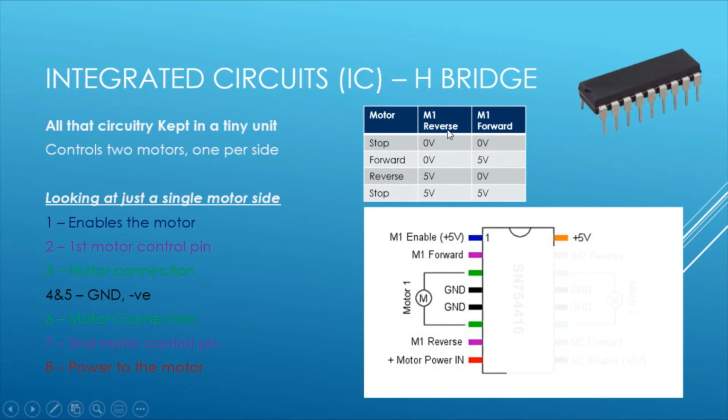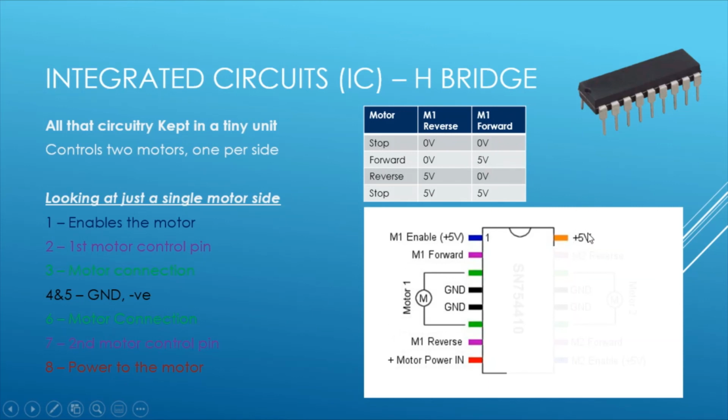So when we look at these M1 forward and M1 reverse here, if we apply 0 volts across both M1 and M1 reverse, it's going to stop. Nothing's going to happen. If we apply 5 volts, so a difference here, and 0 volts across one, the motors are going to spin one way. If we then put 5 volts across this one and 0 volts across this one, we're going to go into reverse. And if we put 5 volts across both M1 pins, it's going to stop again. So this is how we control. We send a different voltage down each one of these rails, and it will spin a different direction.